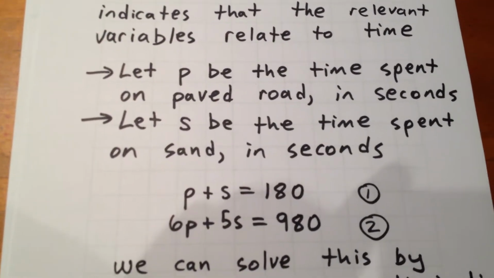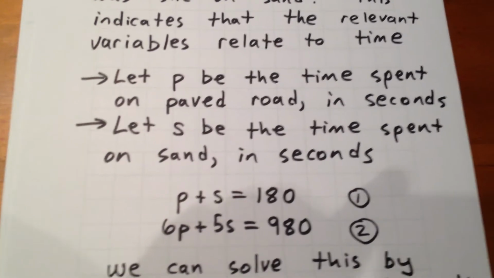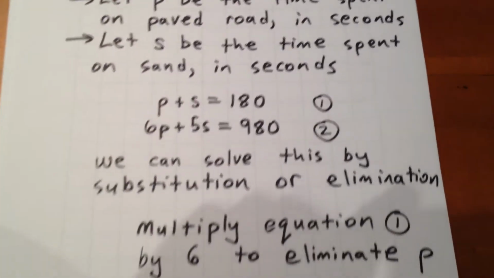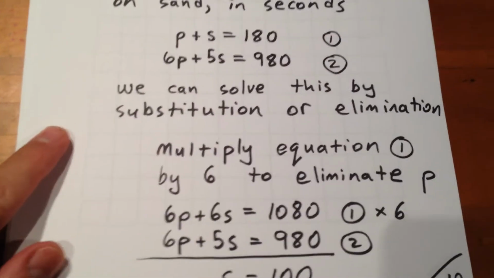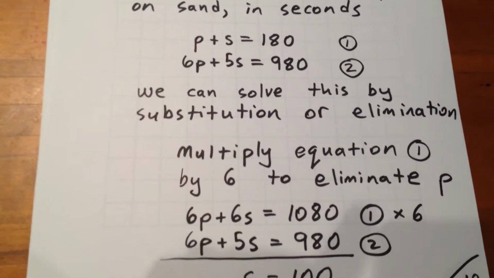So looking at that, we realize we have two equations, two unknown variables. That looks good so far. And what we're going to do, we can solve by substitution or elimination. Let's go with elimination. In the last couple of videos we've done, we used substitution, but we can use elimination here.